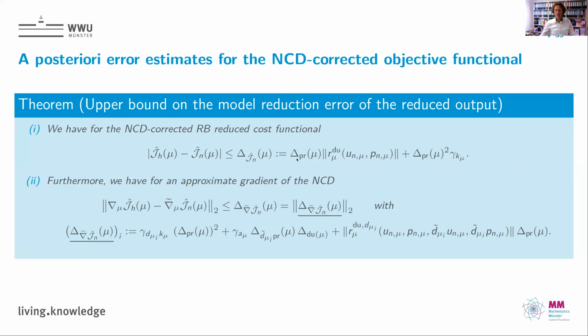So you see that the objective function converges quadratically, let's say, with respect to the error that you expect from the primal solution. And you can do the same kind of a posteriori error estimates also for the gradient of the objective function, and you get an explicit, fast to evaluate estimate for that.